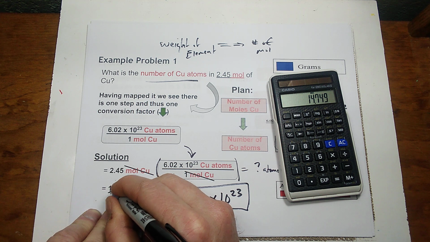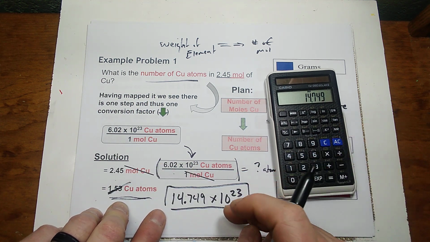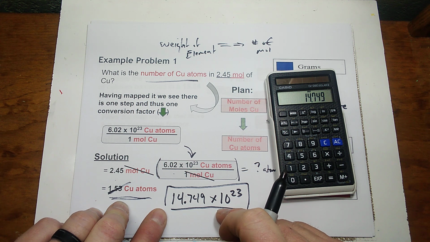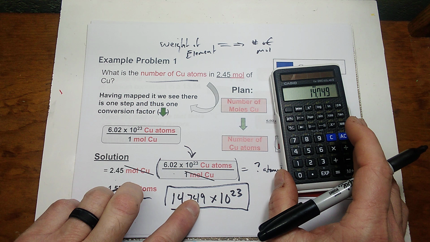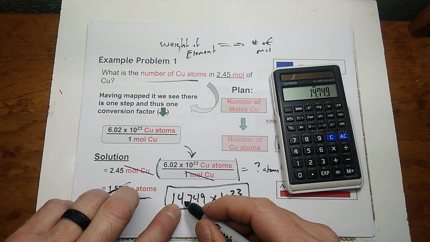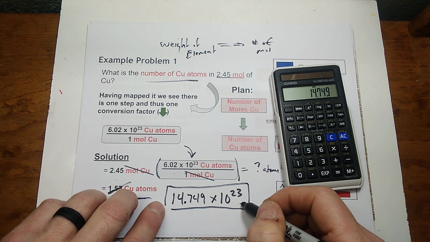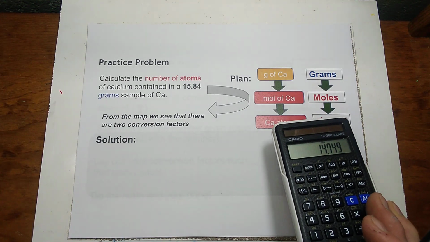And again, this is wrong. 1.53 is not what we get. And I can report that if I wanted to. You don't have to. You could report it as 1.4749 times 10 to the 24th, because this is making the number smaller. But you can just leave it this way too. I'll accept that for your quiz or test.